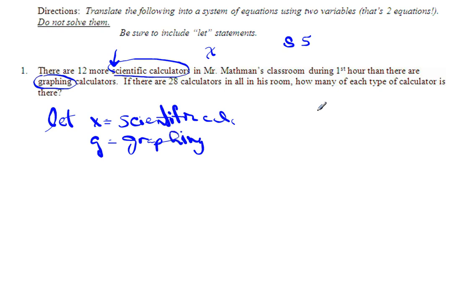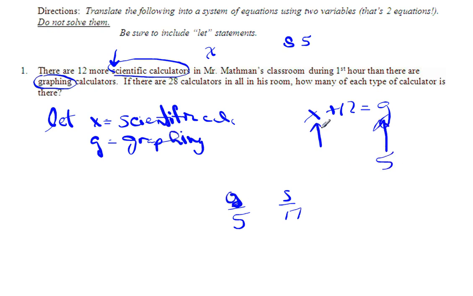So if I tried this, you might want to think there's 12 plus the scientific because it says 12 more scientific. The thing is, if I make that equal to G, say there's 5 graphing calculators and there's 12 more scientific calculators, that means there's 17 scientific and there are 5 graphing. Well, if I plug 5 in for G and 17 in for the scientific, it doesn't work. So you actually have to add this 12 to the graphing calculators to make it a balanced equation.